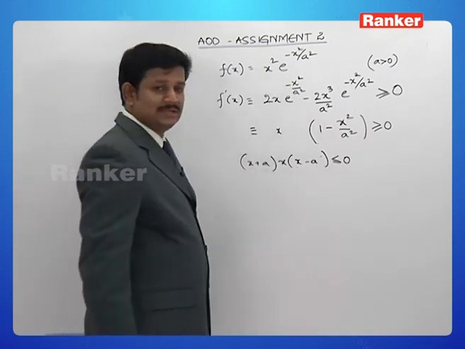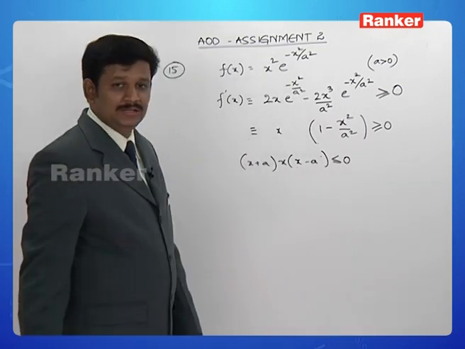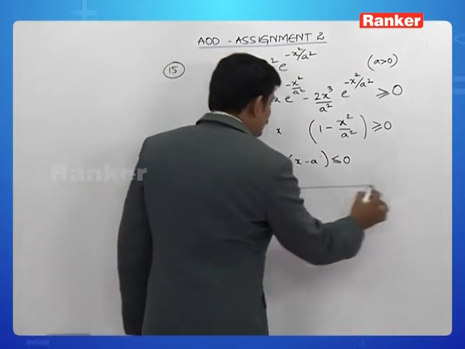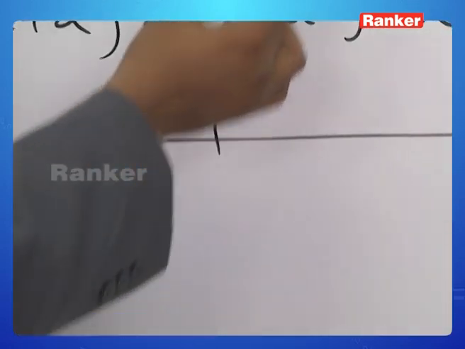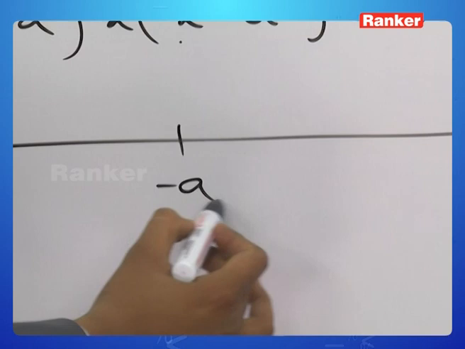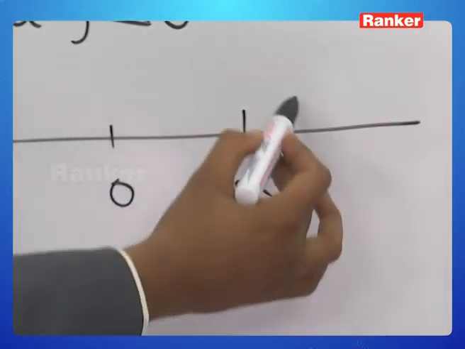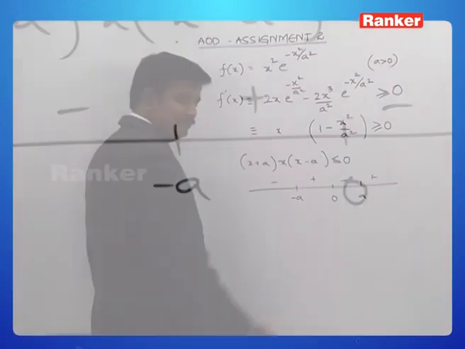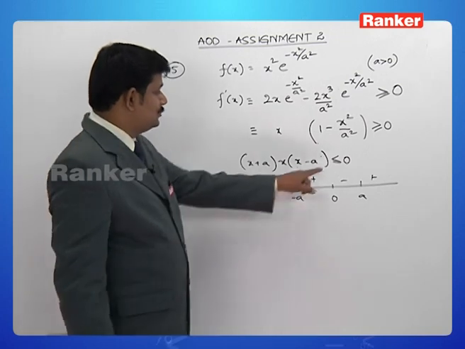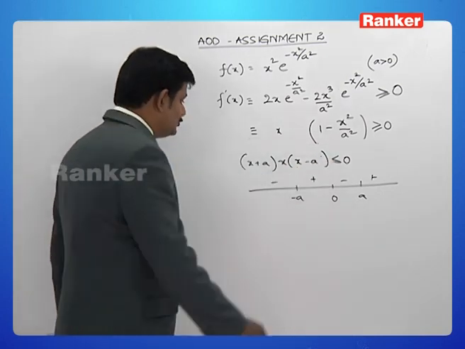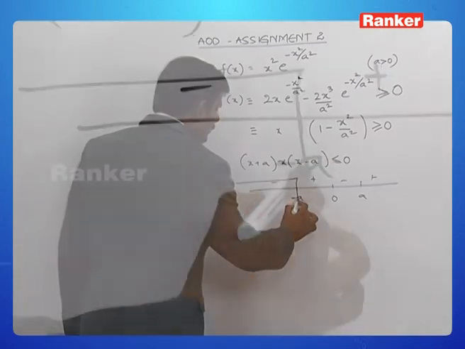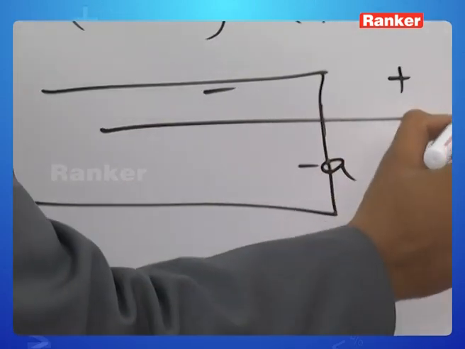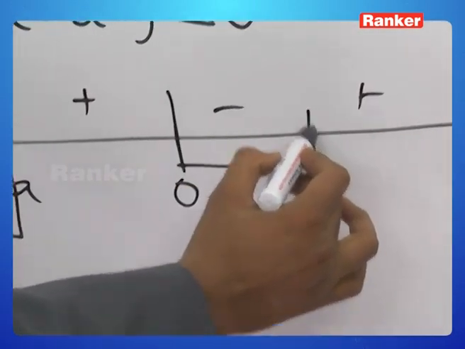x plus a into x minus a should be less than or equal to 0. Applying wavy curve method, a is a positive number. So, first comes minus a, then comes 0, then comes a, positive, negative, and we want the expression to be less than or equal to 0, that is in minus infinity to minus a union 0 to a.